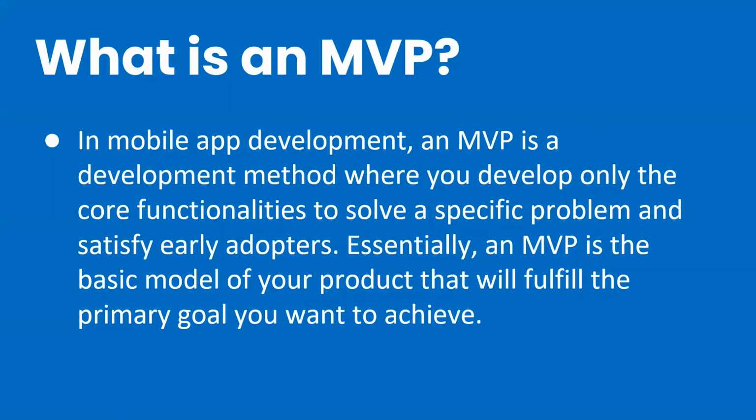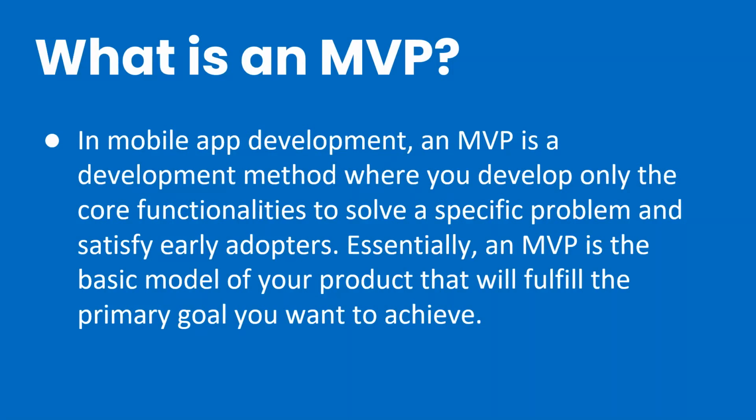So in mobile app development, an MVP is a development method where you develop only the core functionalities, to solve those specific problems and satisfy early adopters. So meaning to say, it's just the functionality. You're not even concerned about how beautiful and cool the mobile app is. You just want to know that the app is working. When you touch a button in the app, that button actually works, actually goes from one position to another. It's just to look into how the functionalities will work in your mobile application.